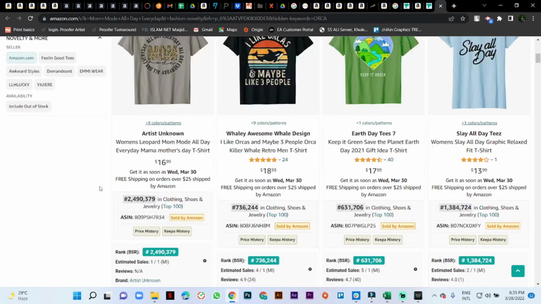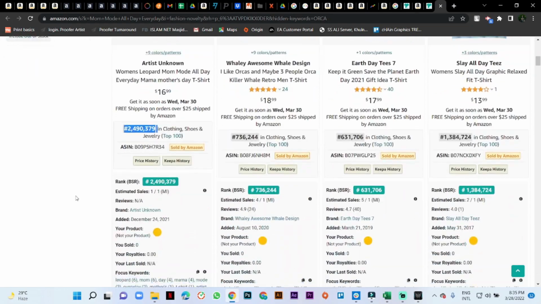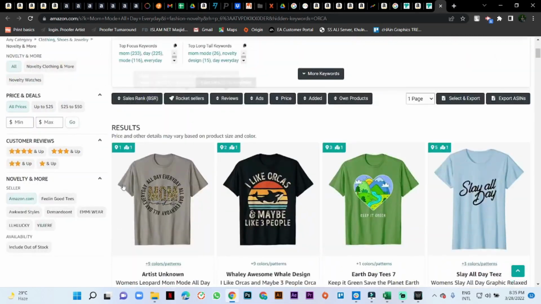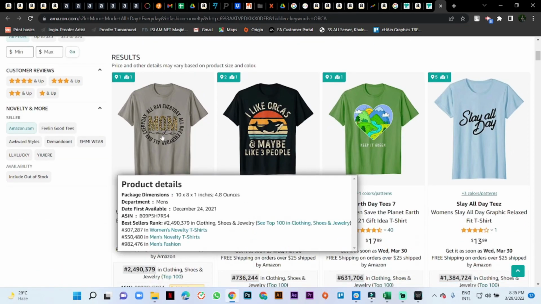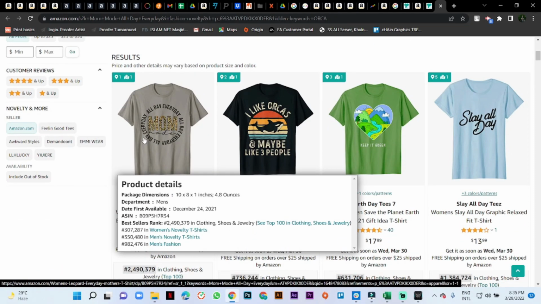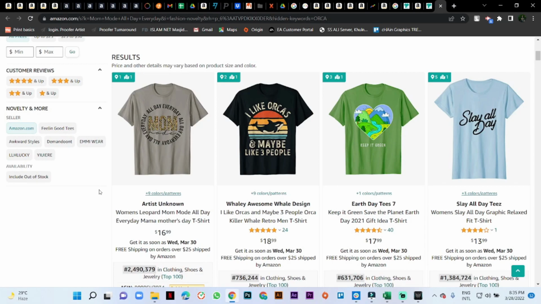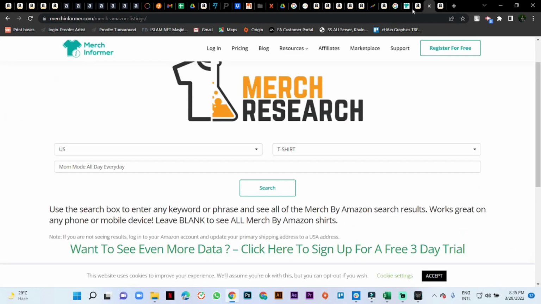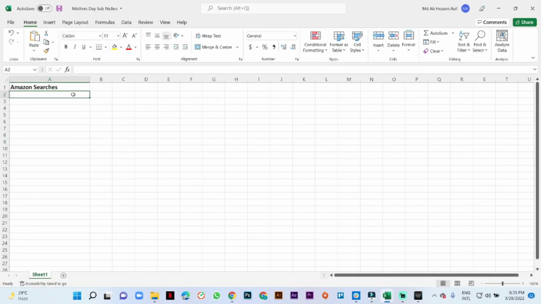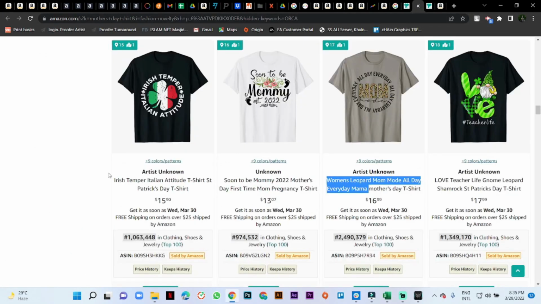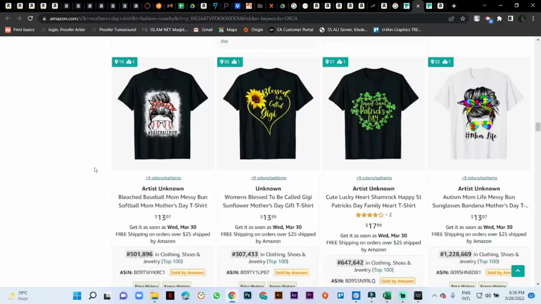You can see the design with BSR that was just listed on December 24, 2021, last year. So this design hasn't passed the Mother's Day wave yet, and we never know what is going to happen with it. It might get crazy BSR, or it might get some sales, or it might not get any sales. But you can take the chance, right? There's nothing to lose, so let's keep this niche in our bucket. So we have got one niche that says Mom All Day Every Day. Now let's go and have a look at other niches if we can find any.